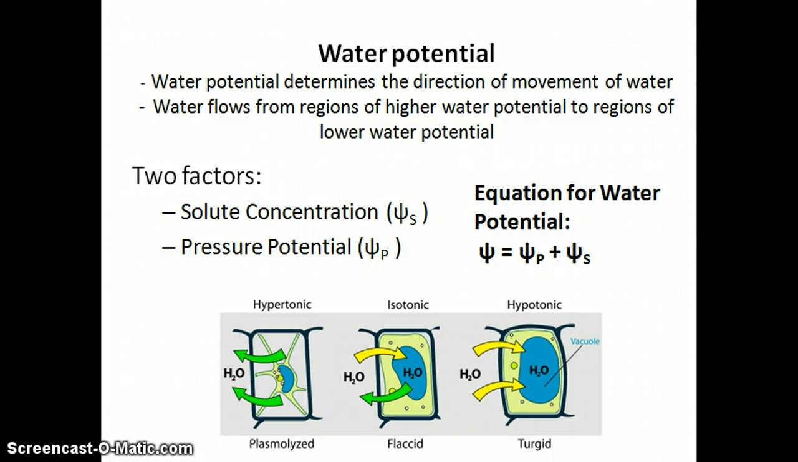All right, ladies, so let's talk about water potential. Water potential is important in determining the direction of the movement of water in and out of a cell. It's important not only for plant cells, like we talked about with our Osmosis and Diffusion Lab, but also for animal cells. But for today, I'm going to be talking to you about the plant cell.